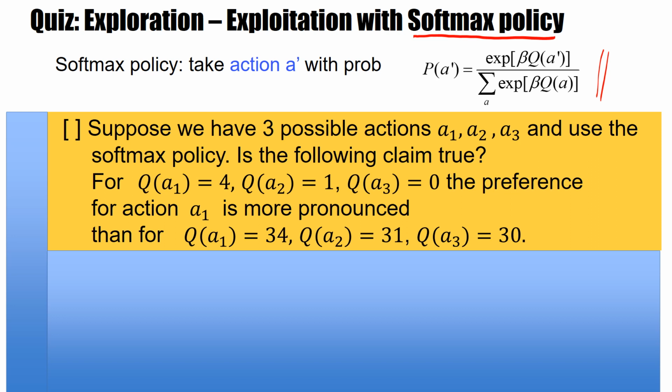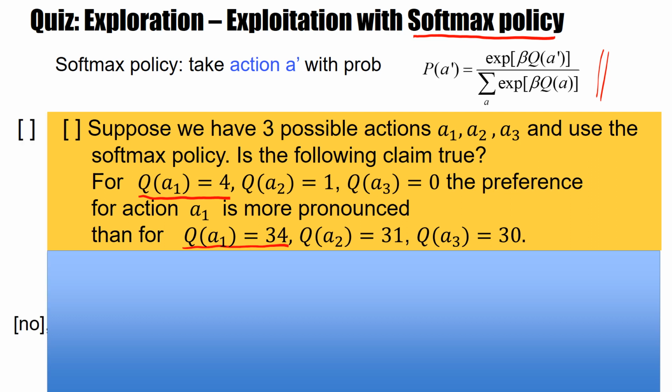You have three values. Q of A1 is 4, Q of A2 is 1, Q of A3 is 0. Then the preference for action A1, obviously A1 is the best, the preference for action A1 is more pronounced than in a situation where you have Q of A1 34, Q of A2 31, Q of A3 30. Please pause the video and think for a moment before I give the answer.